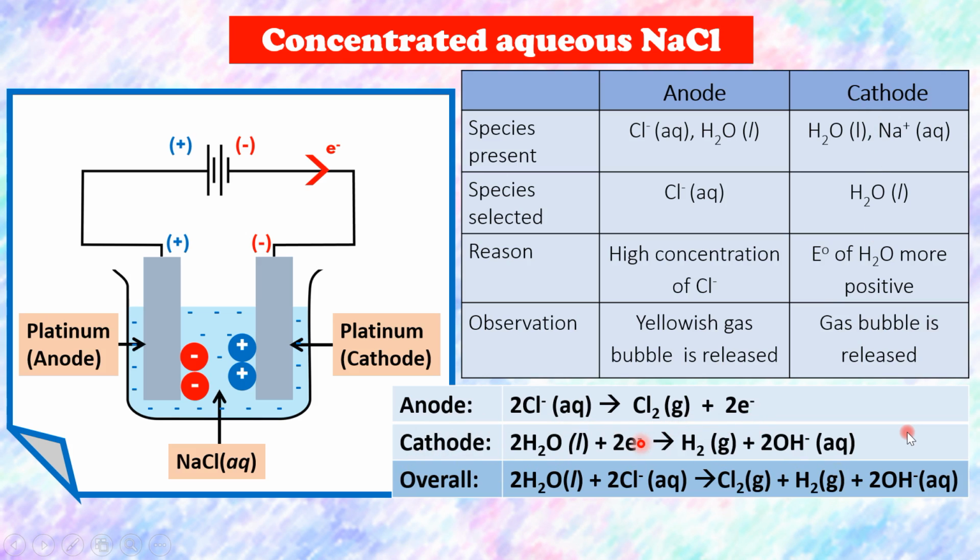Since the number of electrons at both sides of the half equations are equal, we can cancel out the number of electrons. Therefore, we get this overall equation.